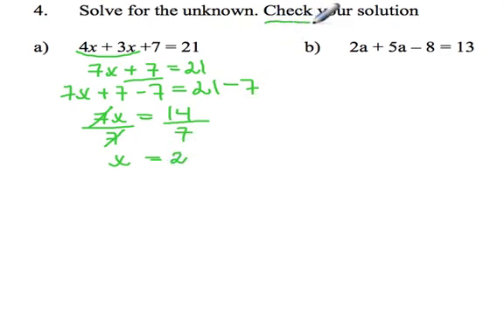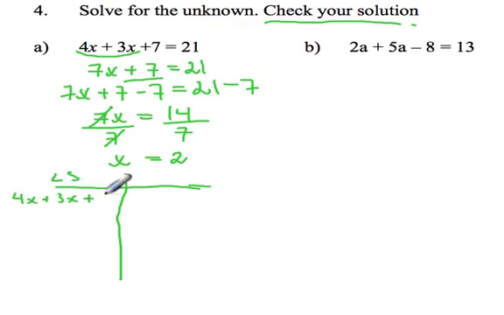It says that we also have to check our solution. So we're going to check whether the left side of the equation equals the right side of the equation. So on the left side we have 4x plus 3x plus 7, and on the right side of the equation we have 21.